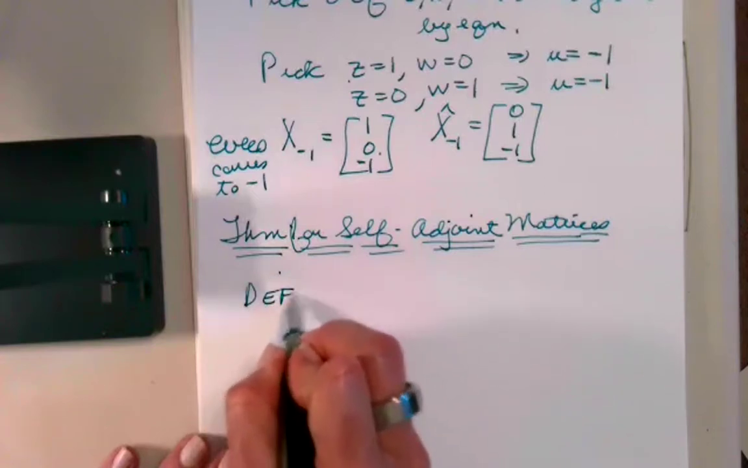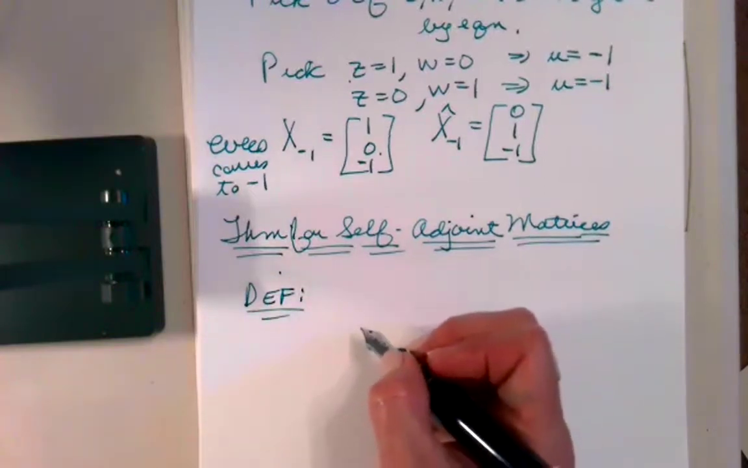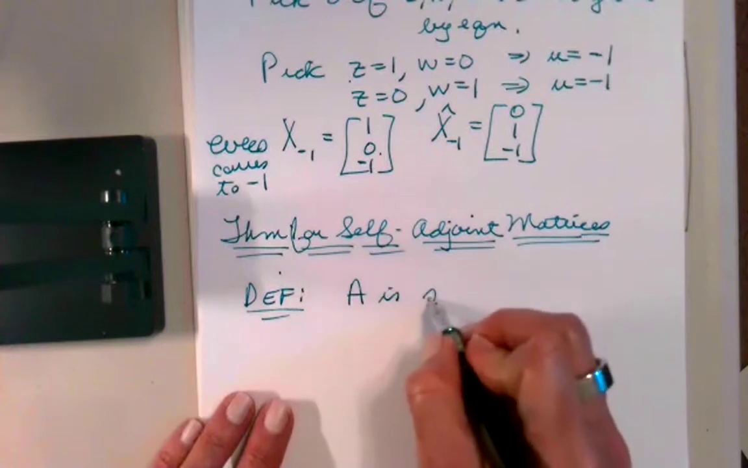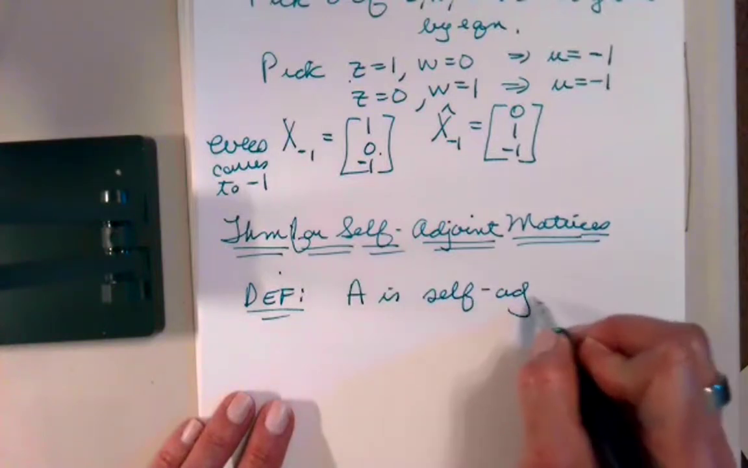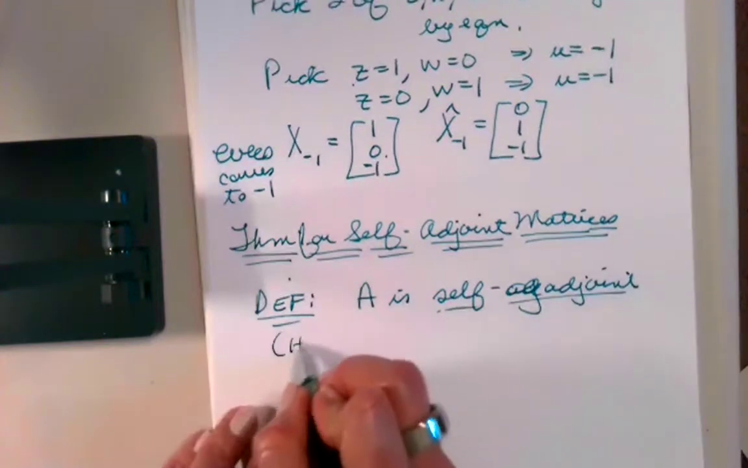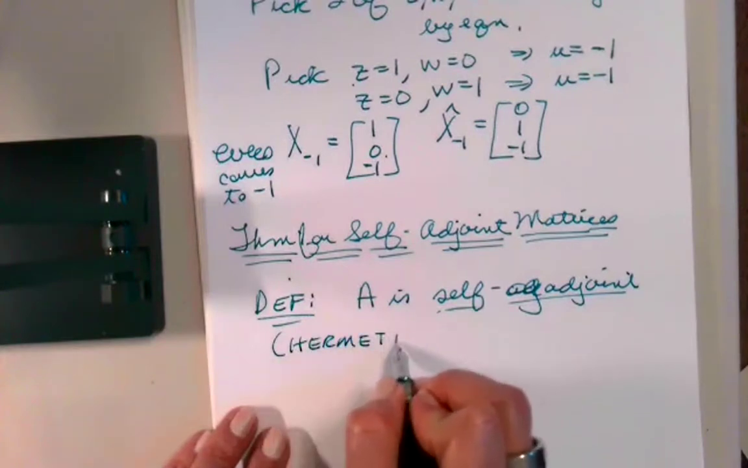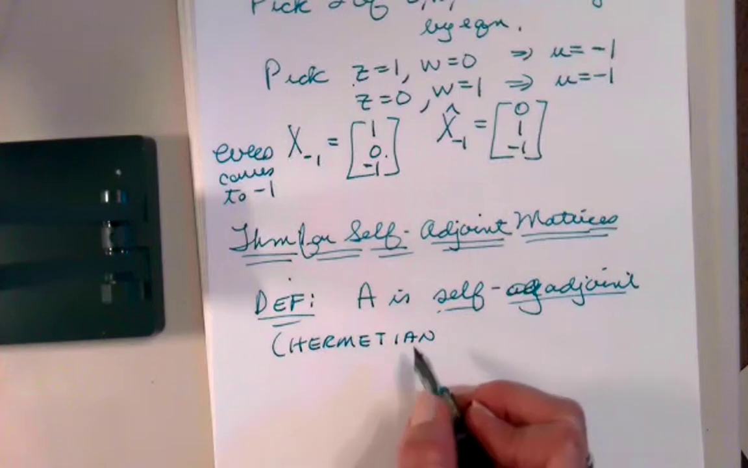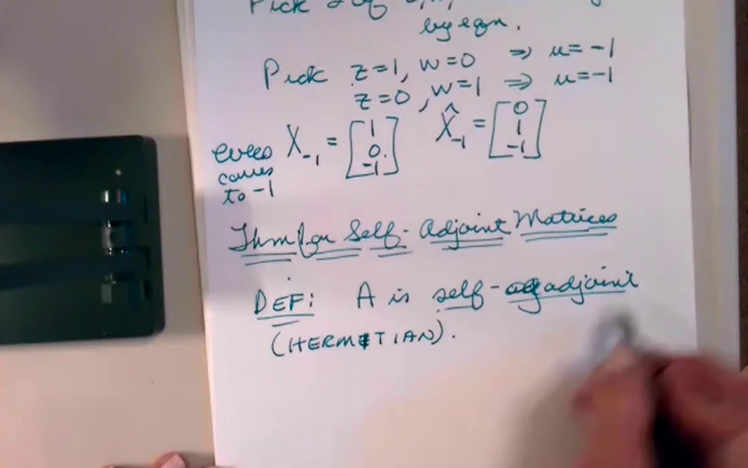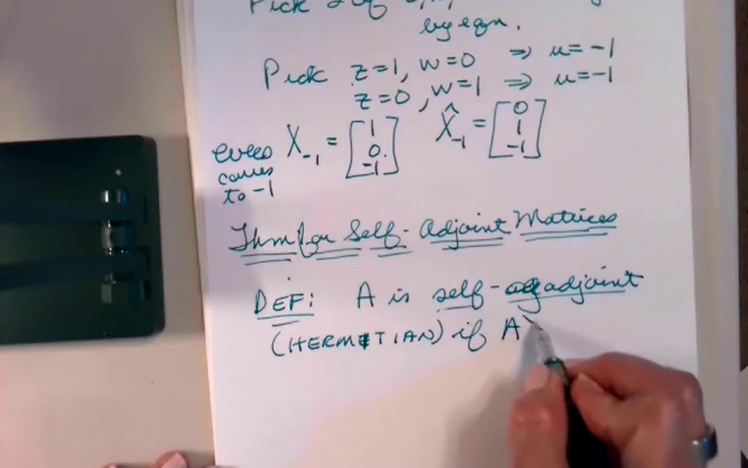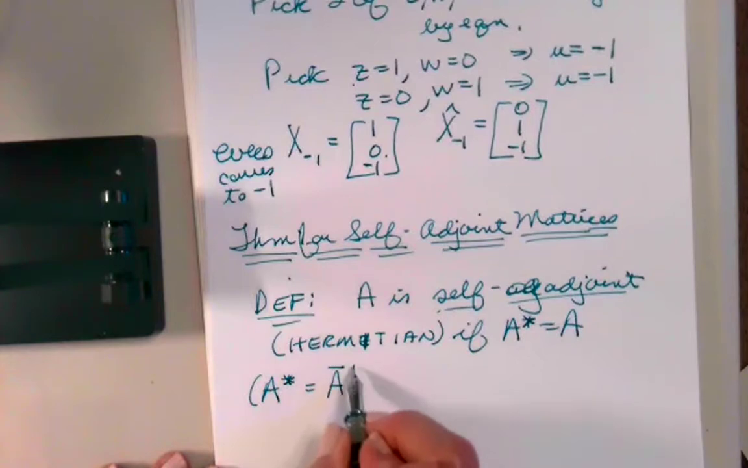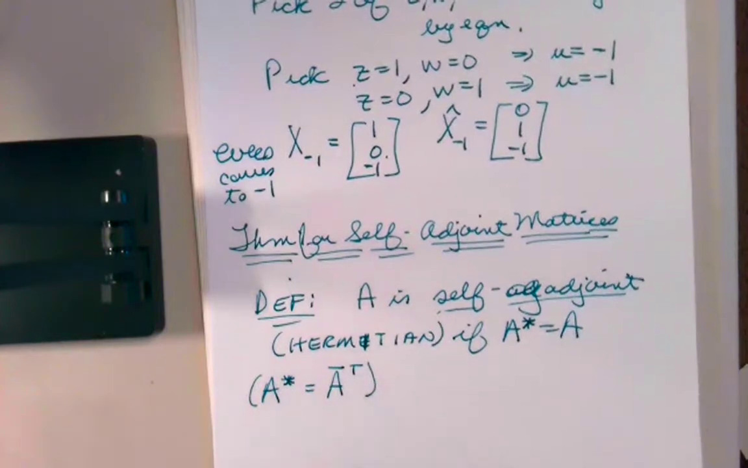So here's the definition. A square matrix A is self-adjoint, or another word for that is Hermitian, if A star is equal to A. And remember, A star is the conjugate transpose, which is the same thing as A transpose conjugate, okay?